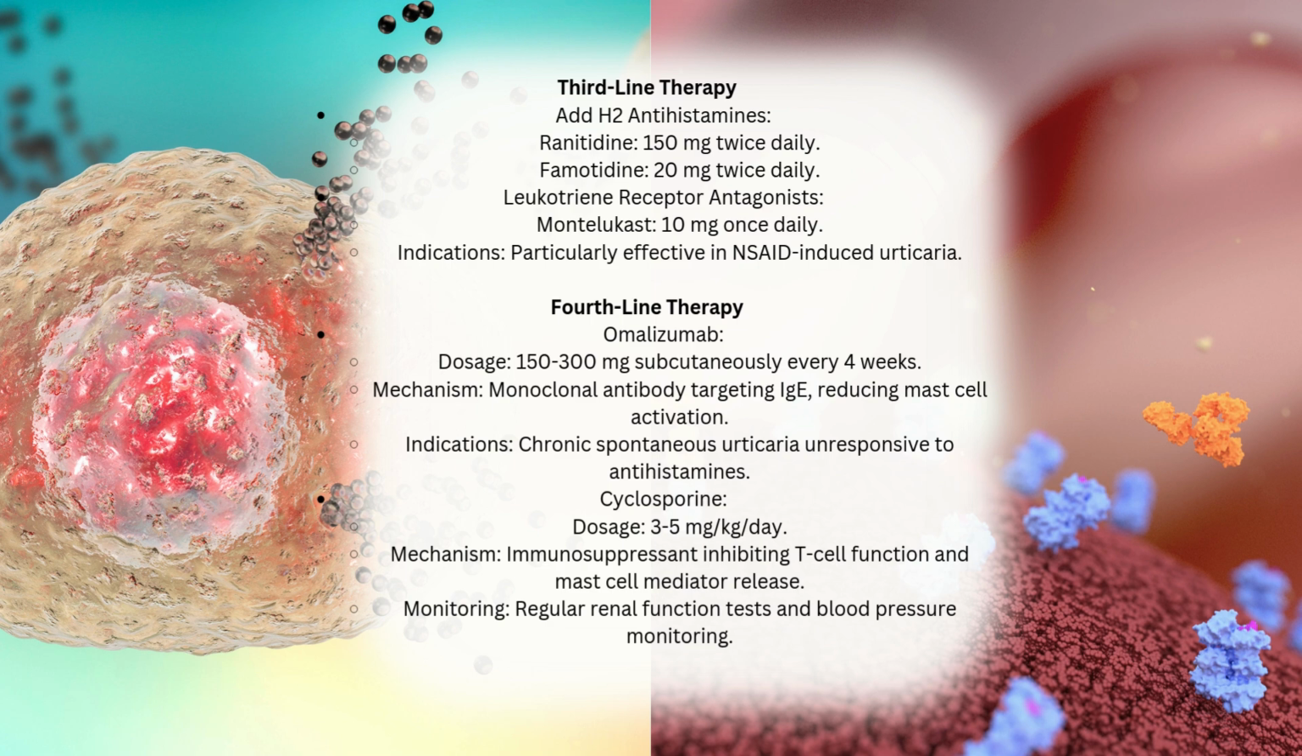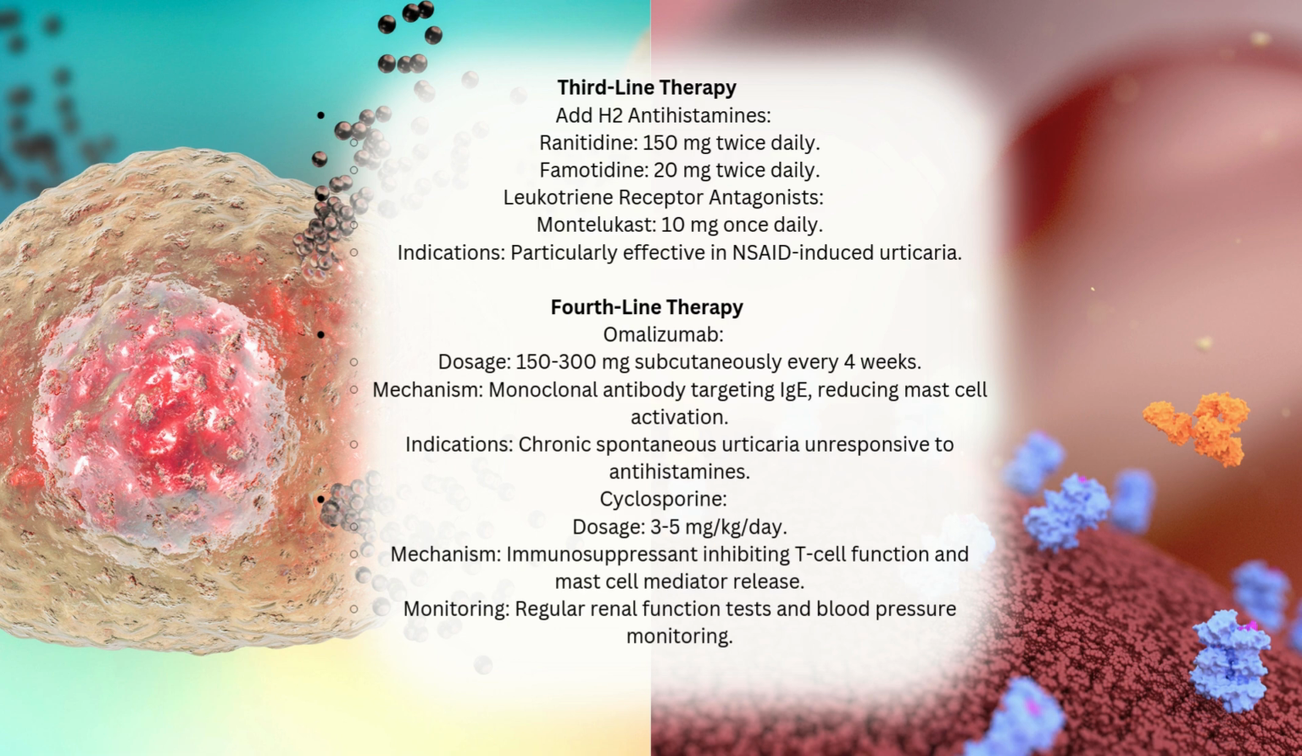In cases where symptoms remain resistant, we enter fourth-line treatment, involving advanced therapies. Omalizumab, dosage: 300 mg subcutaneously every 4 weeks. Mechanism: omalizumab binds free IgE, reducing mast cell activation. Indication: specifically for chronic spontaneous urticaria that does not respond to high-dose antihistamines.